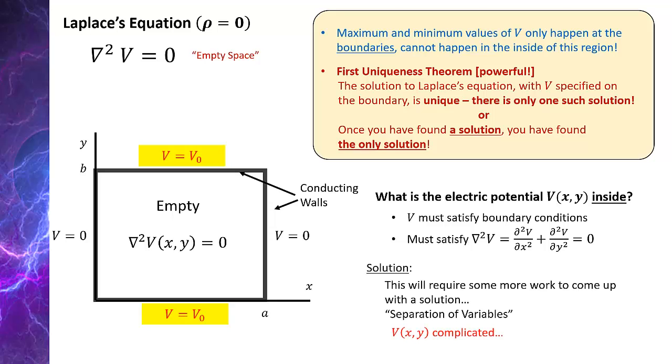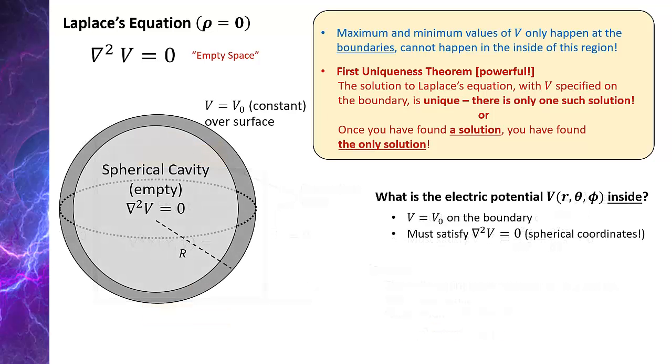It turns out this requires a bit more work to come up with a solution in this case. We can't just guess the solution like we did in the previous case. So we're going to have to use a technique called separation of variables to find the electric potential on the interior region here. More about that later, but for right now, just keep in mind that it doesn't always work out as easy as that previous case, where we had an electric potential that was constant everywhere inside.